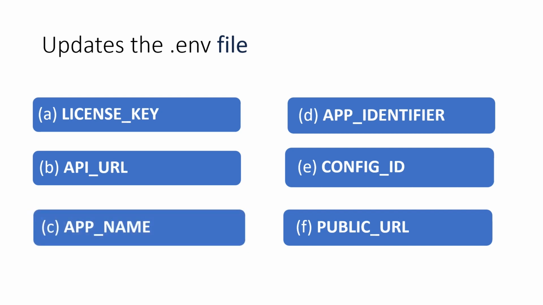Next is the app name. It is the application name used just for reporting purposes only. For example, if more than one app will be calling WMS. Then there is App Identifier. It is an application ID also used for reporting purposes only. Next is the config ID. As discussed earlier, it is an identifier for your specific app's configuration. Last one is the public URL. It is only needed if your app will be running from a subpath. Otherwise, you can leave it blank.